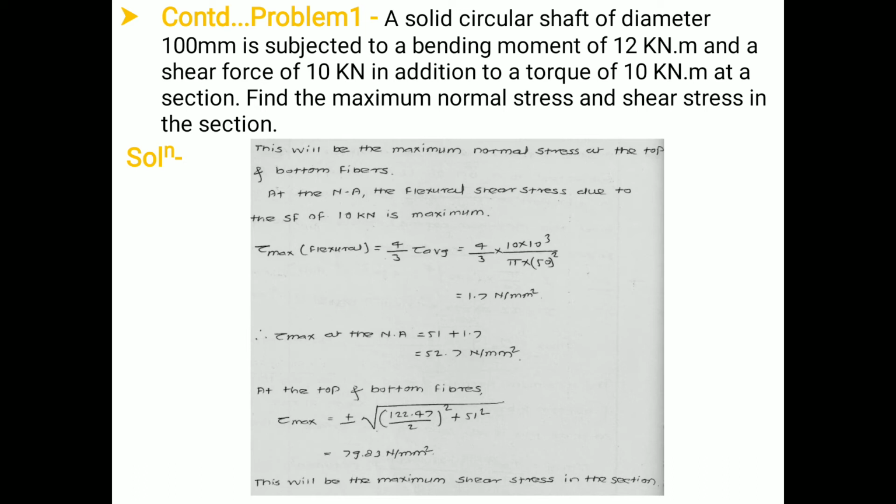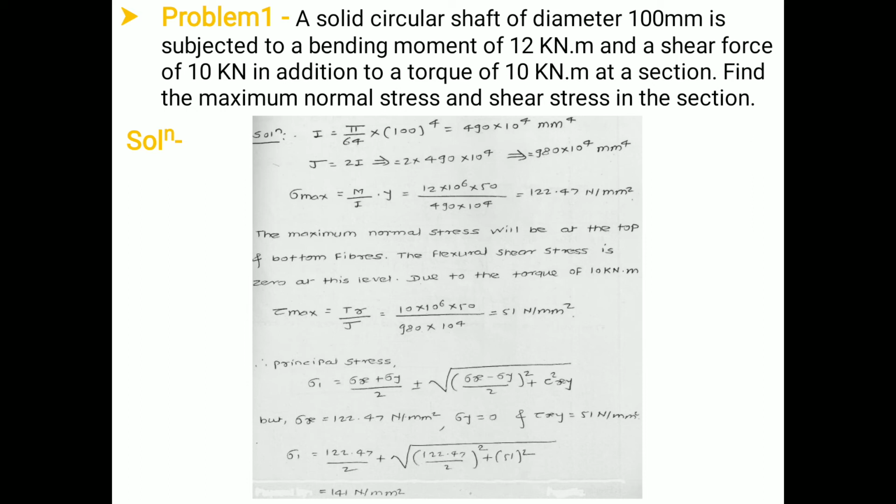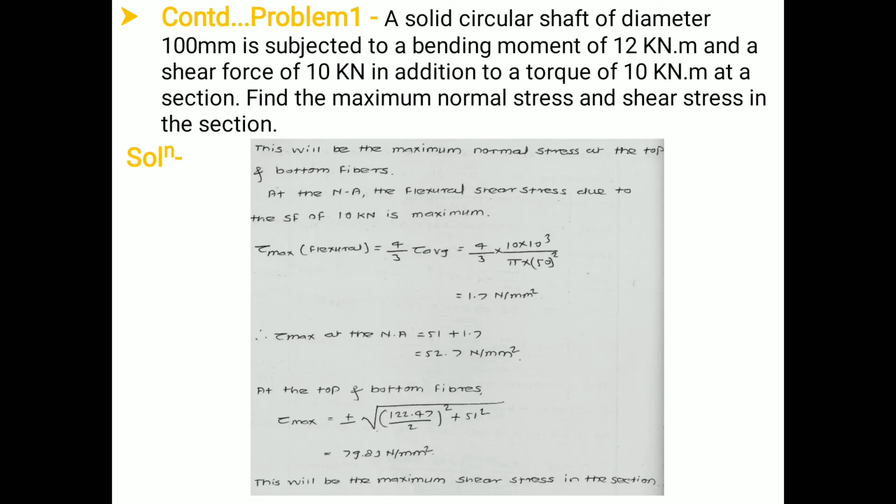Remember that all those formulae we have already discussed, so your job is to remember, to mug up all those particular formulas. Therefore tau maximum can be given by 79.83 Newton per mm square. This will be the maximum shear stress which is developed in the section. So as per the given data and as per the question we have found the value of principal stress, it is 141 Newton per mm square, and the value of maximum shear stress is 79.83 Newton per mm square. So this is all about the first numerical.